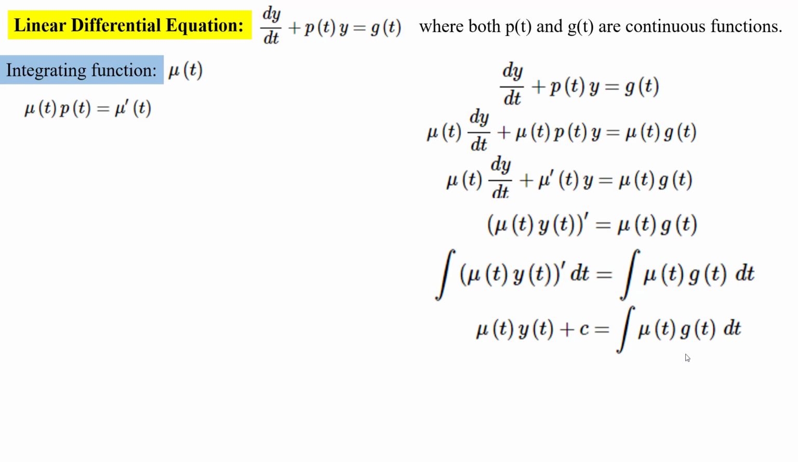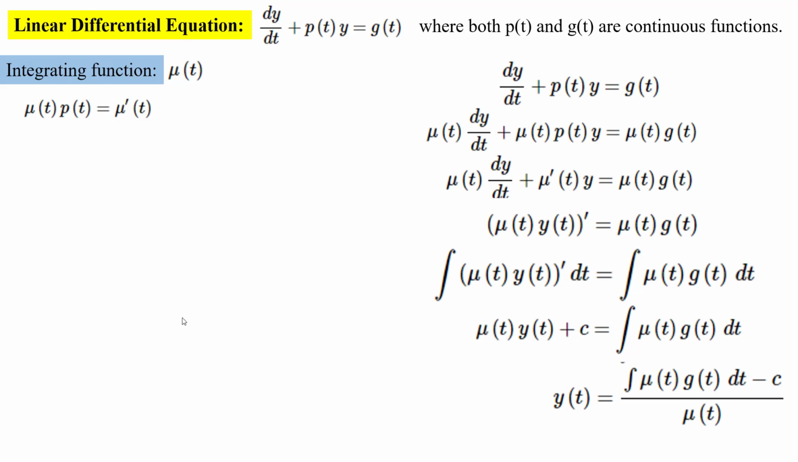Again, I have to hope that it can be analytically integrated, and if it's a problem in the book, it probably will be. Then I subtract c from each side and divide by mu. So in theory, if I do this, I can actually find the solution y of t.